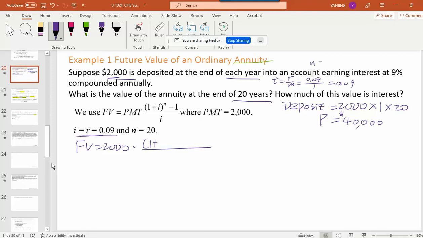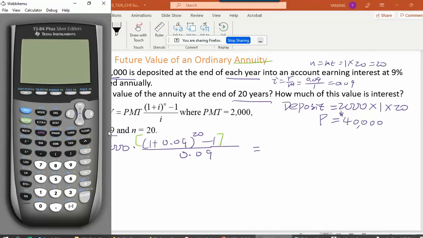And then the N here is MT. So you deposit one time a year for 20 years, so that's 20, right? So we have I, 0.09, to the 20 power. Remember this is minus 1, divided by 0.09. All right. In order to calculate this one right here, if you put it in a calculator, you might need another parenthesis in here for the numerator. Okay, so I want to go ahead and put this one in a calculator.